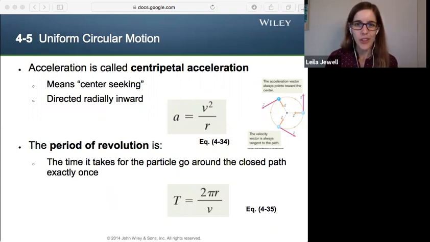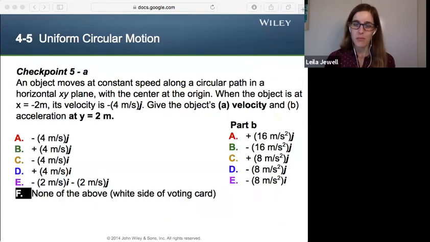All right, so with these ideas on uniform circular motion, let's check out a checkpoint. It says an object moves at a constant speed along a circular path in a horizontal xy plane with the center at the origin. When the object is at x equals -2 meters, its velocity is -4 meters per second j hat.